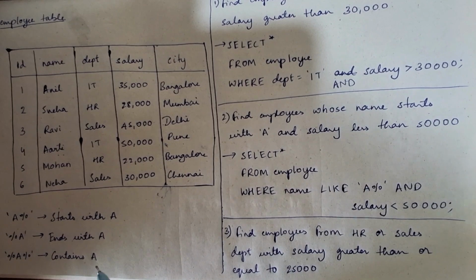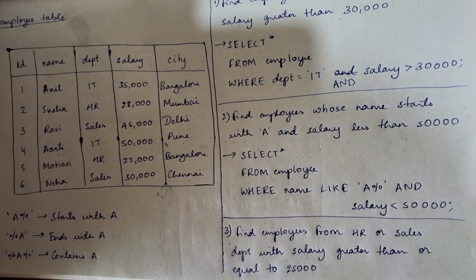And this is a self-practice question for you. Find employees from HR or sales department with salary greater than or equal to 25,000. If your query is correct, then write it down in the comment box. And if you have any confusion, please let me know and I'll help you out.